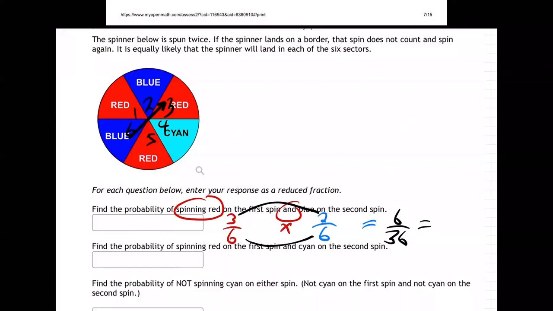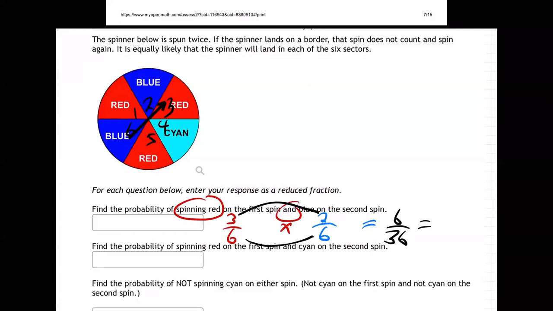I don't know if they want a decimal or a fraction on this. Let me go back and see if I can figure it out. Oh yeah, they say reduced fraction, huh? But maybe they'll take a decimal anyway. Let me see. Yeah, they'll take it either way. They say reduced fraction, but they'll take it either way.